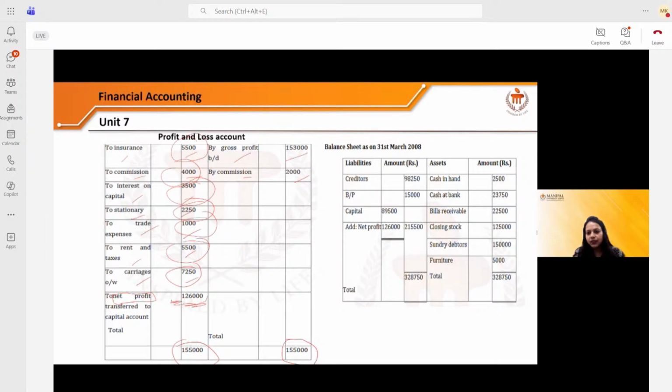Very good, Aditya. You have written very well. Aditya has done a very good job. He has prepared the list: insurance, commission paid, stationery, rent, bills payable. What is bills payable? Bills payable comes in the liability side.